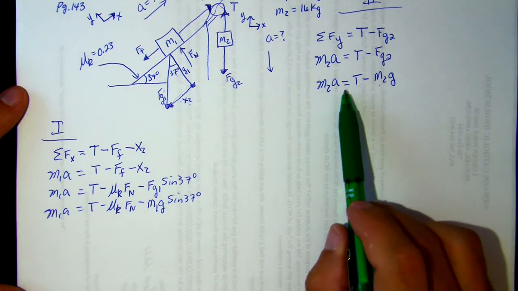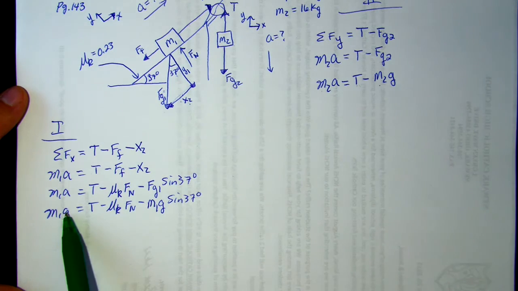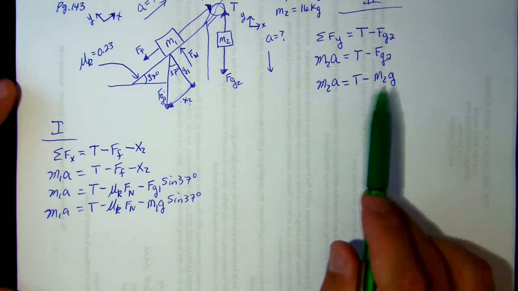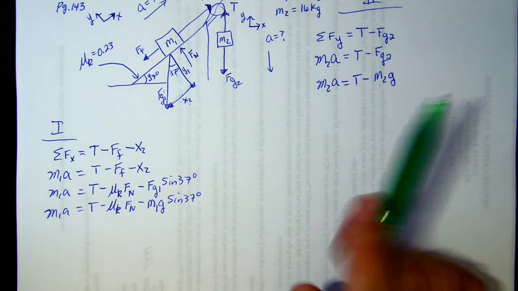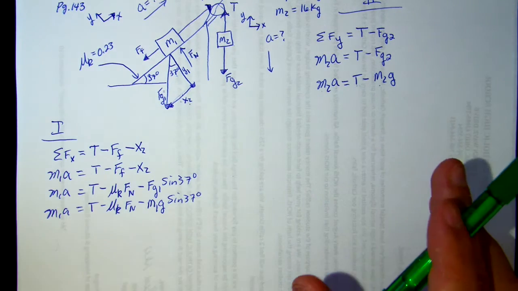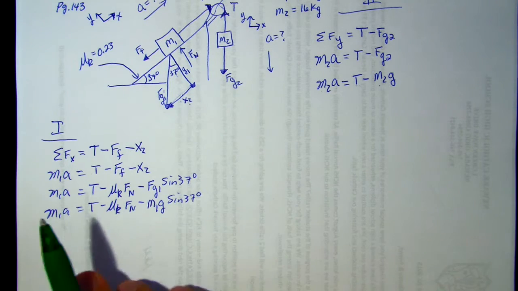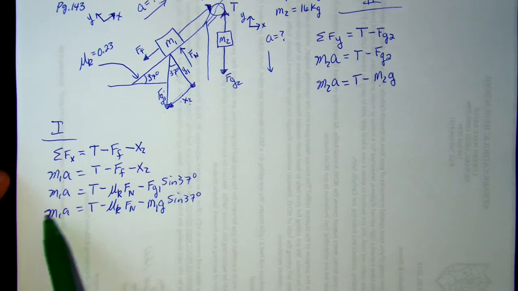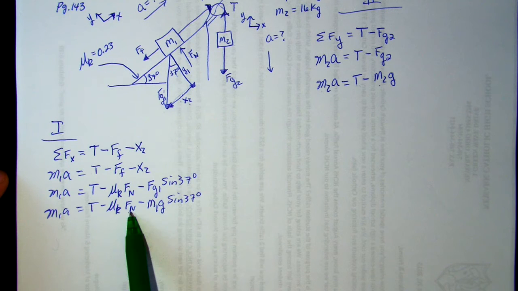Okay. Now over here, I didn't know a and I didn't know t. So if that's all the unknowns, then I'm good. They're the same two unknowns. And so I'd have two equations, two unknowns. I can solve it. I can solve for one, substitute in the other. No problem. But this one has three unknowns, Fn.